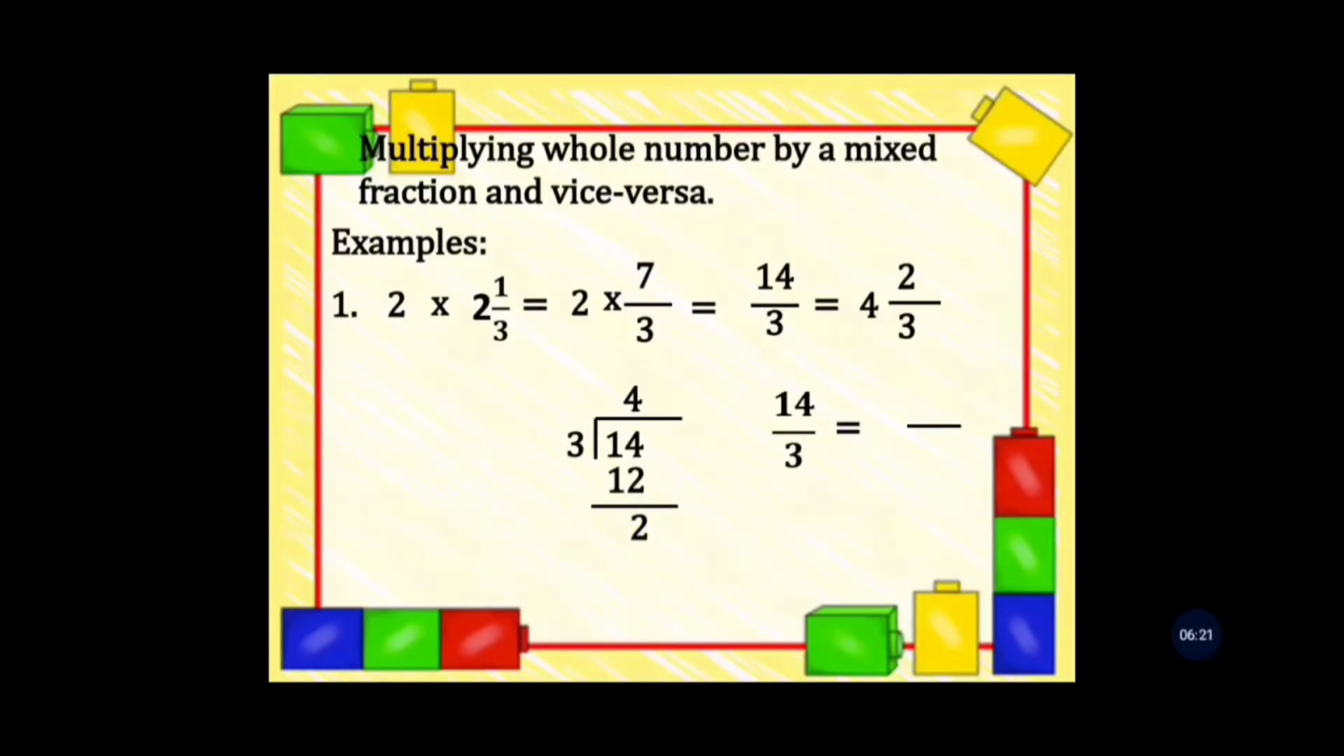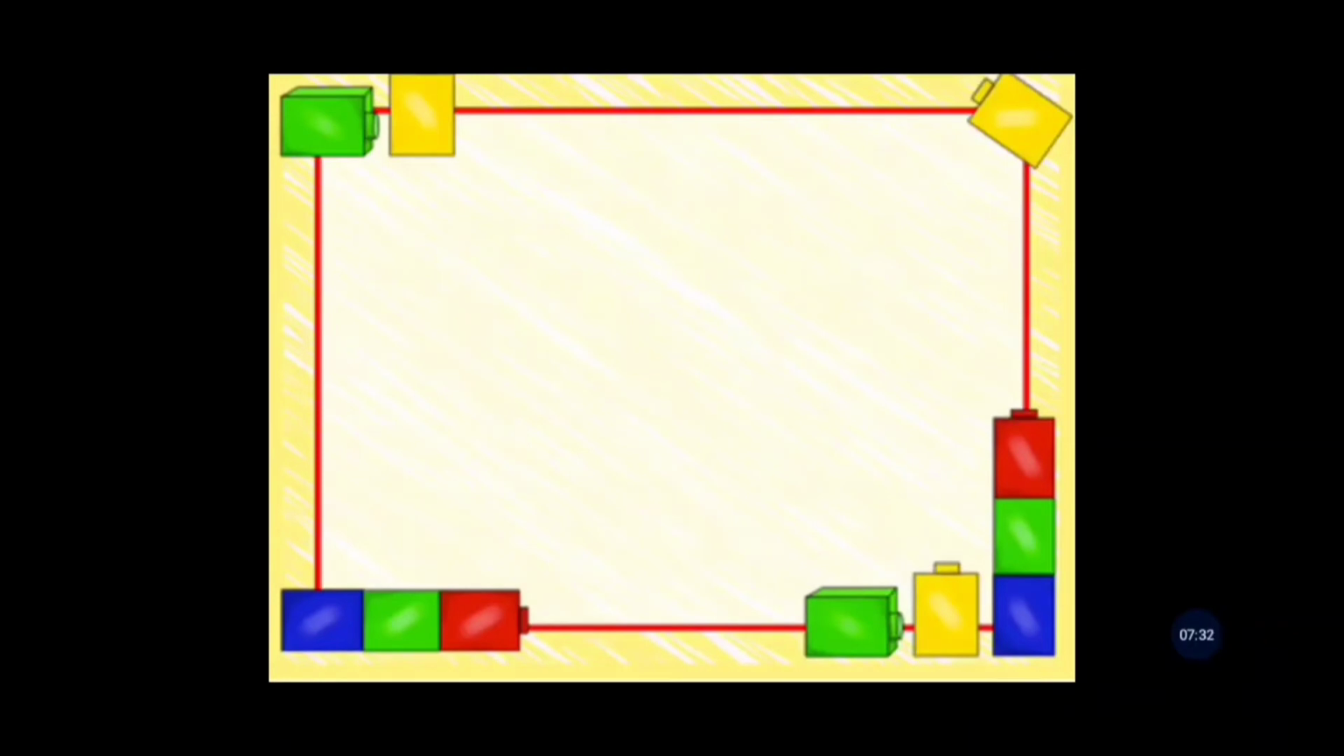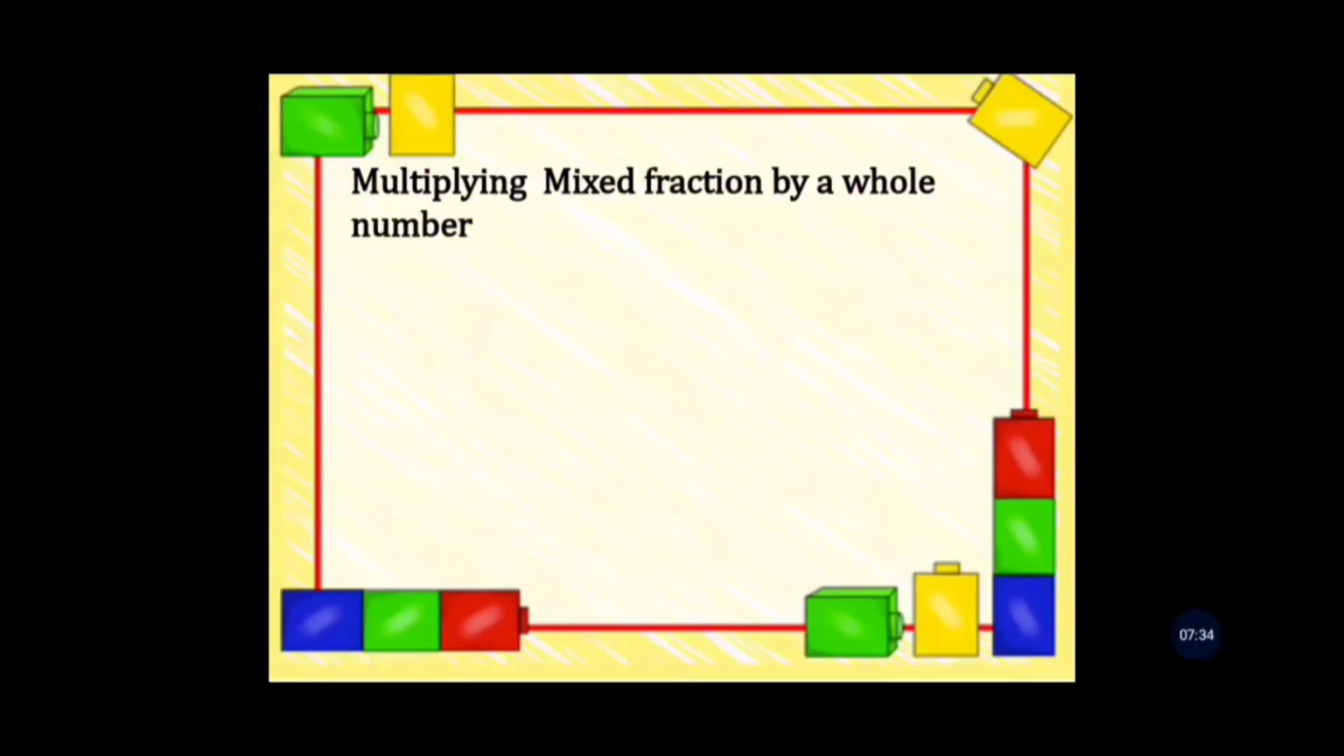Tapos, okay. So, ang gagawin natin ngayon ay ganito. Yung quotient ay ilalagay natin as a whole number. Then, yung remainder naman ay ilalagay natin as numerator. Then, ang divisor naman ay ilalagay natin as denominator. Okay. So, tapos na. Alright, so next is, we are going to multiply a mixed fraction by a whole number.